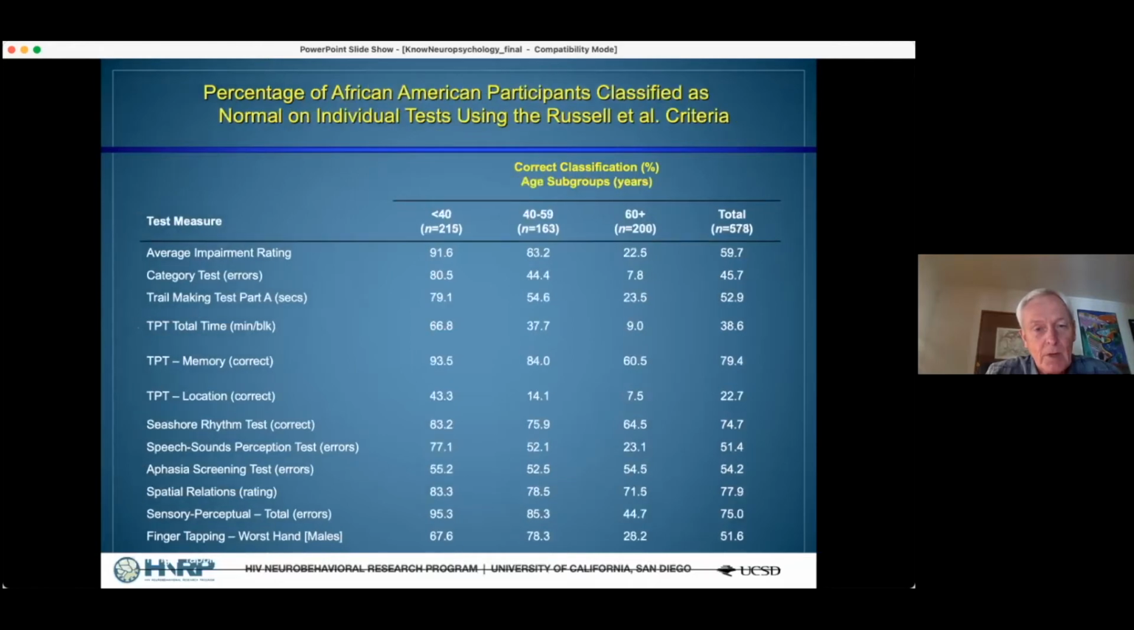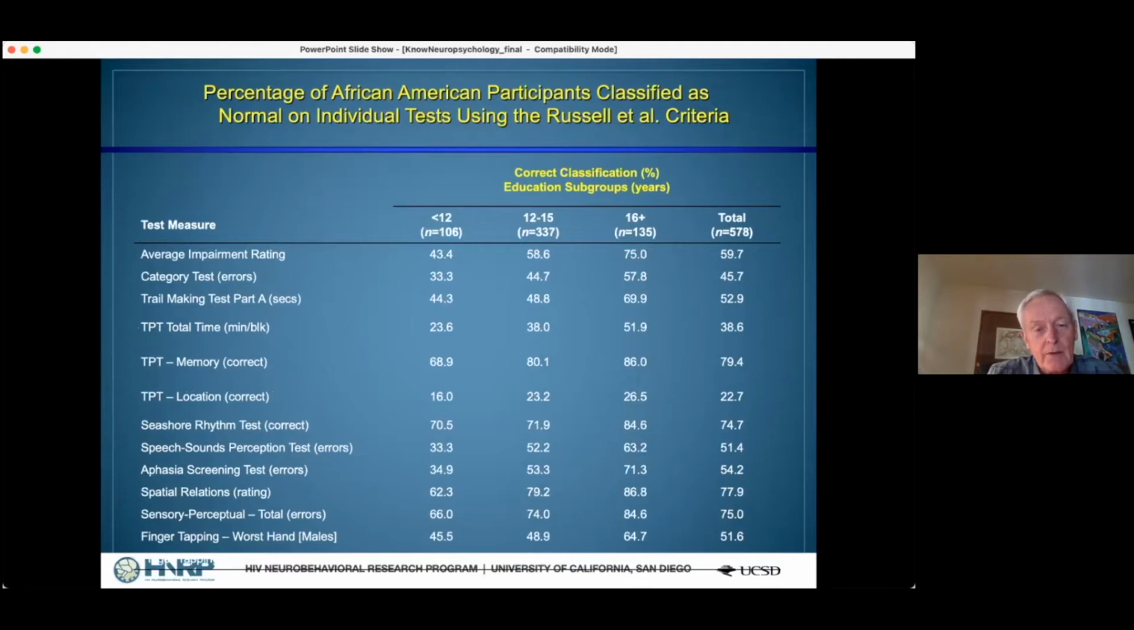Next. And then for the African Americans, you see exactly the same pattern, where young people have the highest specificity, but the older ones very poor. And for the African Americans, these are uncorrected scores, and the total correct classification is low, just like what we saw with Way-Swims. Next. And this is the same thing for education level. Next.